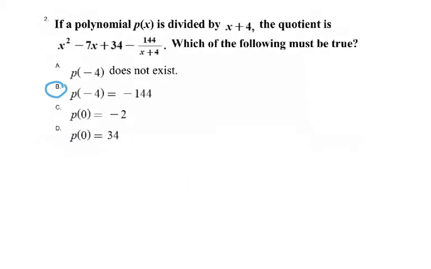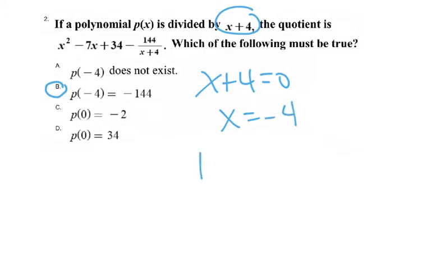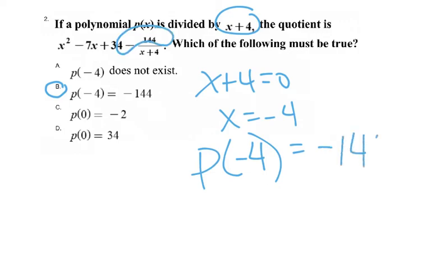Kind of the same thing for this one. You were dividing it by x plus 4. So if you set that equal to 0, x equals negative 4. So you would have plugged in a negative 4 into all the x's, and this would have been your remainder. So that's why B is the answer choice.